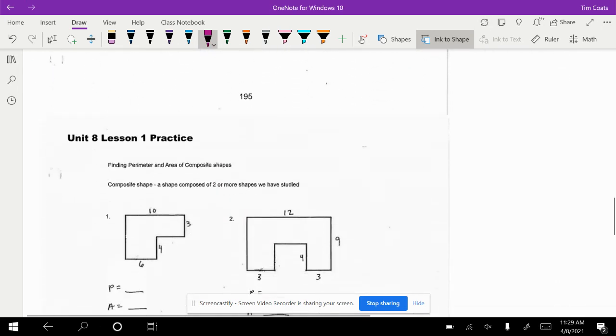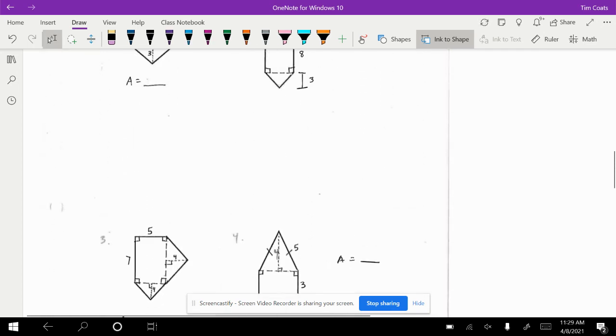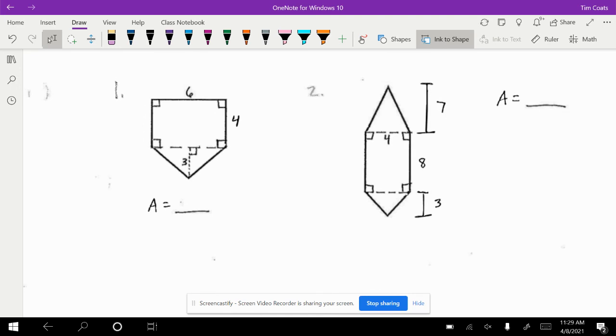So hopefully you paused the video, you tried those, and you were doing okay. So now I'm going to move on to page 195. And on 195, all of a sudden, we look like we added a new shape here. We're going to try number 1. Hopefully on first look, you see this is a rectangle and a triangle, right? So all of a sudden, we have fewer shapes, but I've got my rectangle and my triangle.